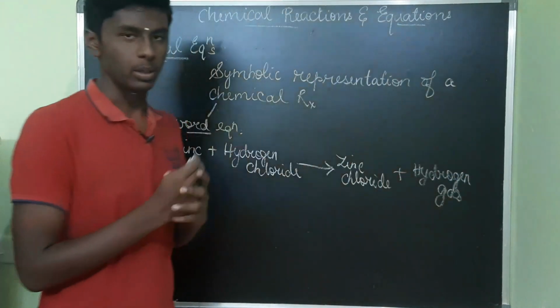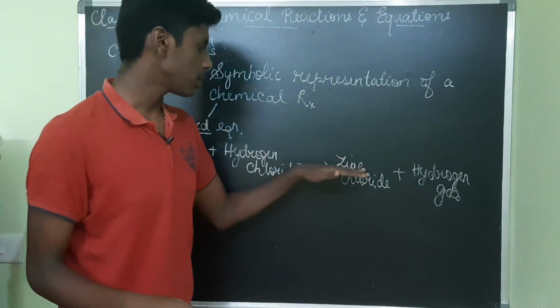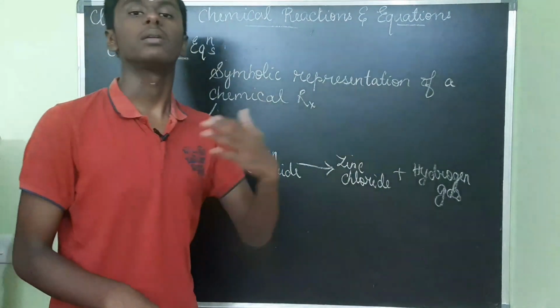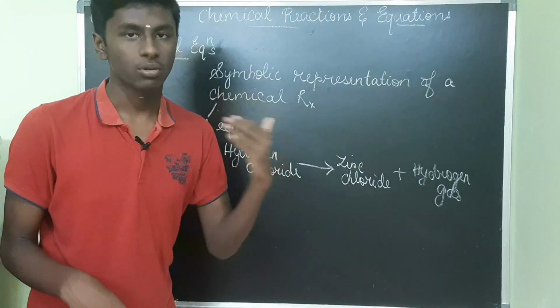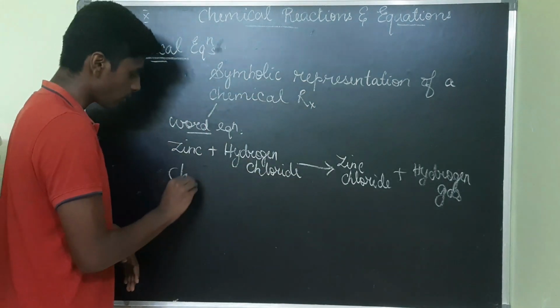This is a word equation. Zinc is added to hydrogen chloride, forming zinc chloride plus hydrogen gas. Hydrogen chloride is otherwise called hydrochloric acid. Yes, now let's learn the chemical equation.